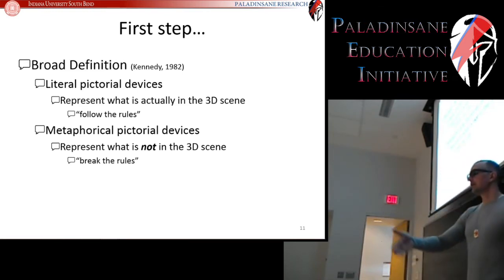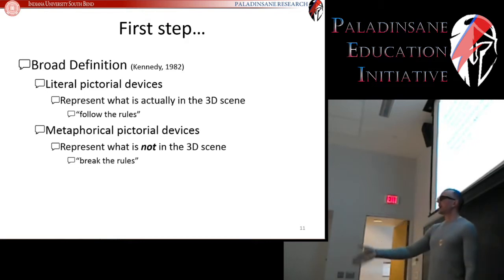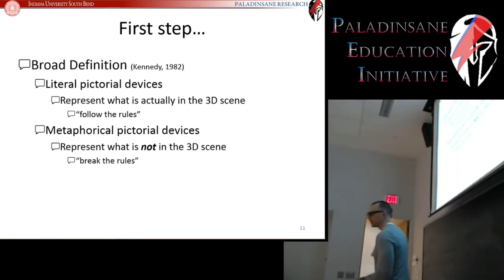So much like in linguistic metaphors, "the grass is green" follows linguistic rules. It matches up to the actual occurrence in the real world. But "he has a heart of stone" breaks the rules, right? It's technically a lie. He does not have a heart of stone. And if you know the rules, you can sense when the rules are broken. And if you sense when the rules are broken, you can understand the extra information that's being communicated. You can apprehend the metaphor. So that's the metaphorical pictorial devices.